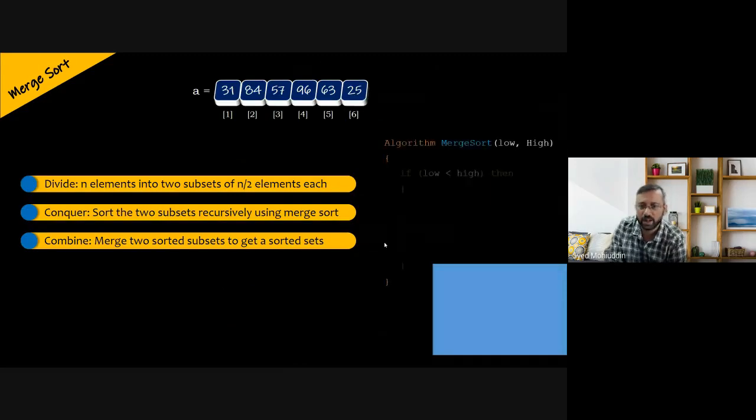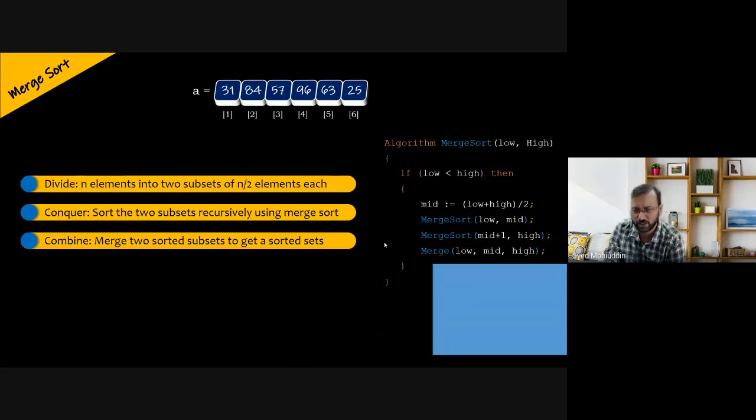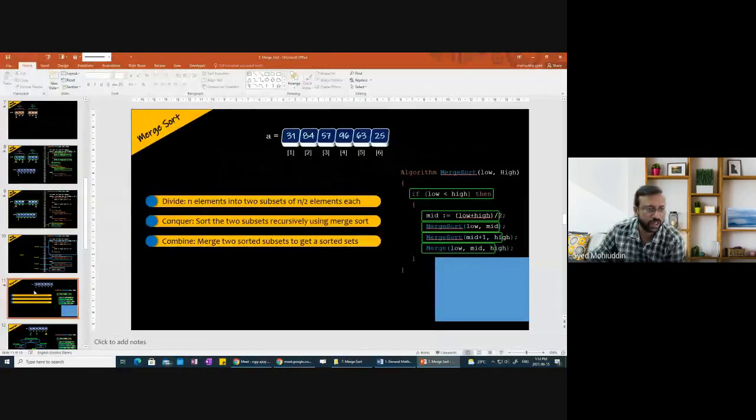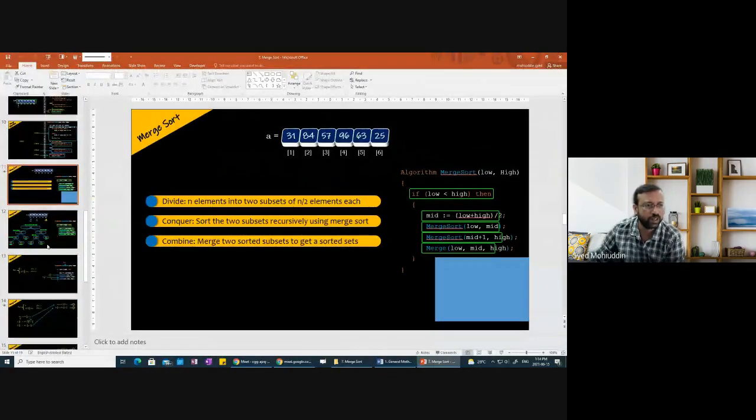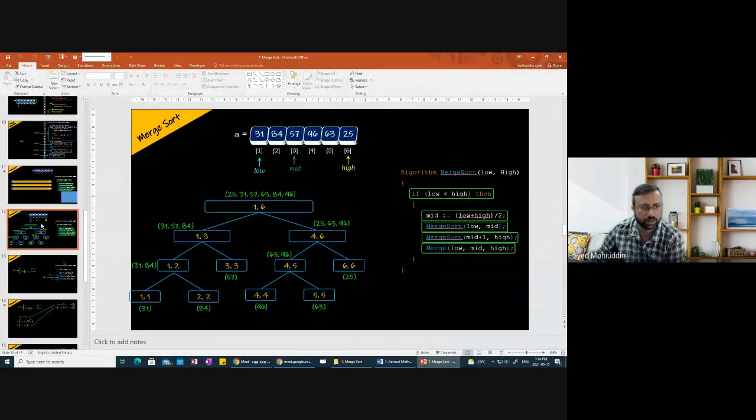Now let us look at the time complexity. Let us quickly solve the time complexity. This is the divide part. We divide it. Check this divide. We call merge sort, passing low and mid, and mid plus 1, then performing merge. Now let us quickly look at the time complexity of this merge algorithm.